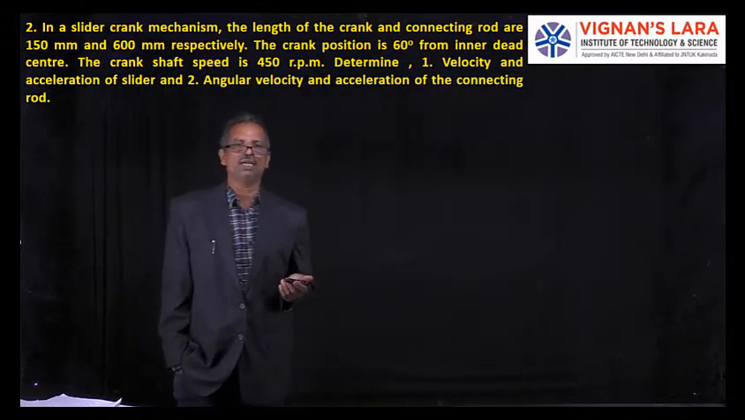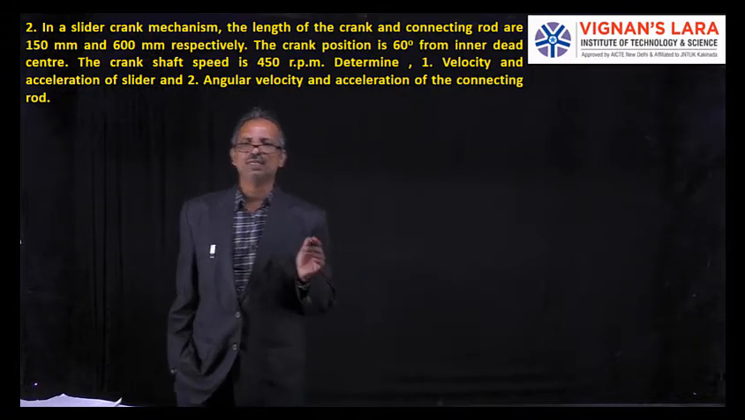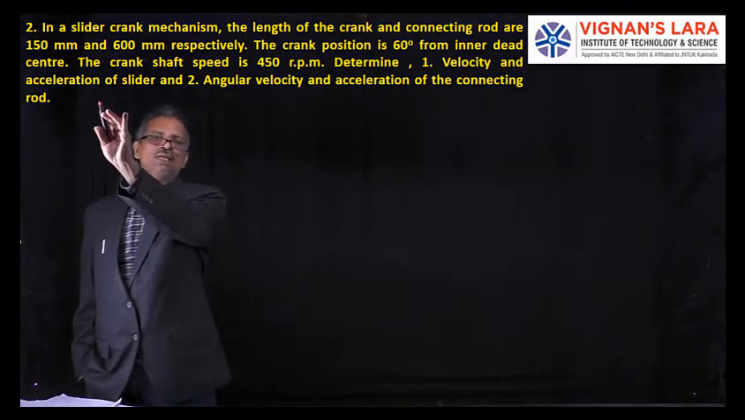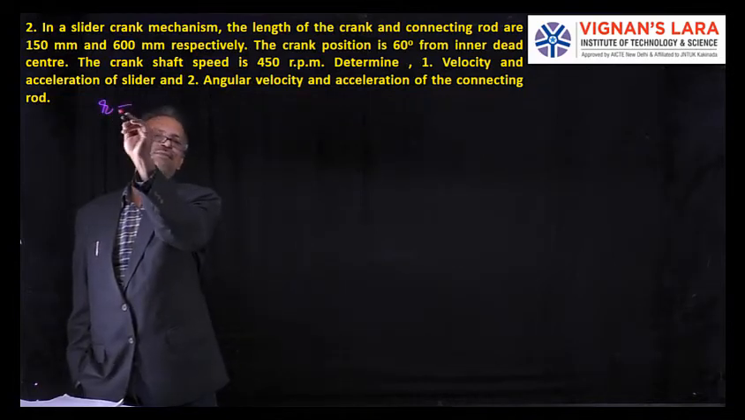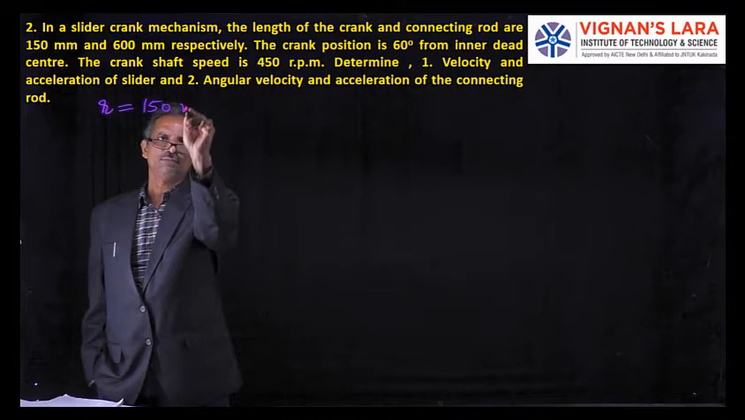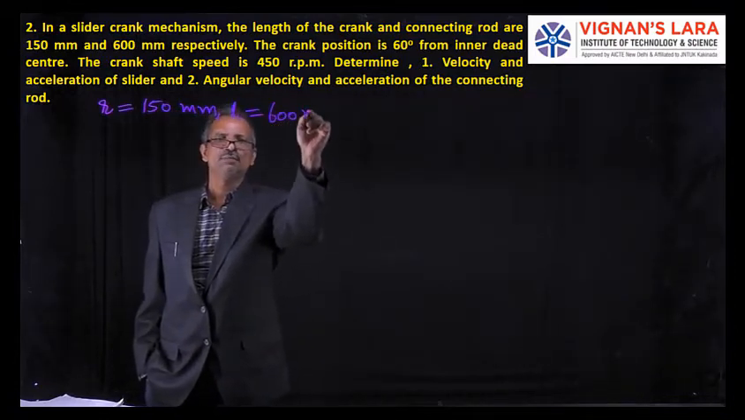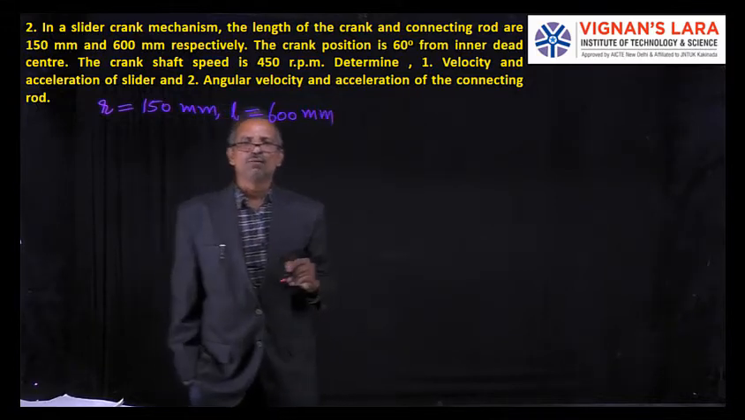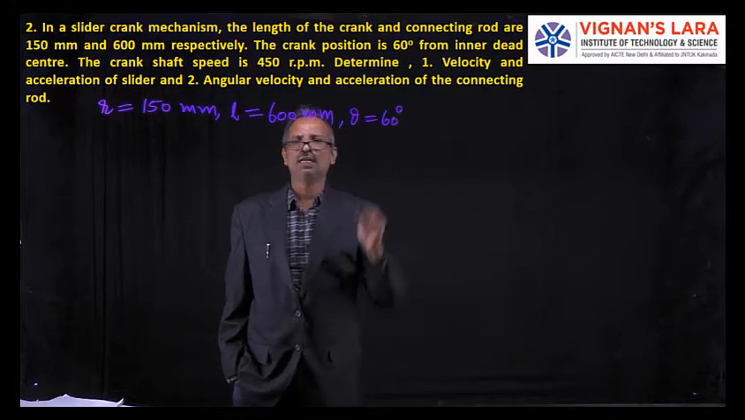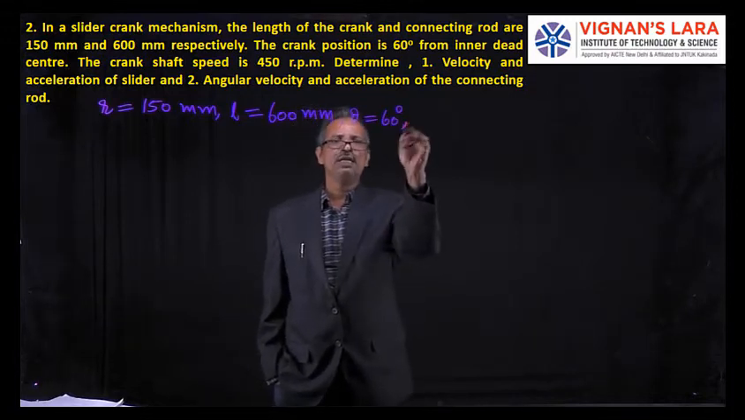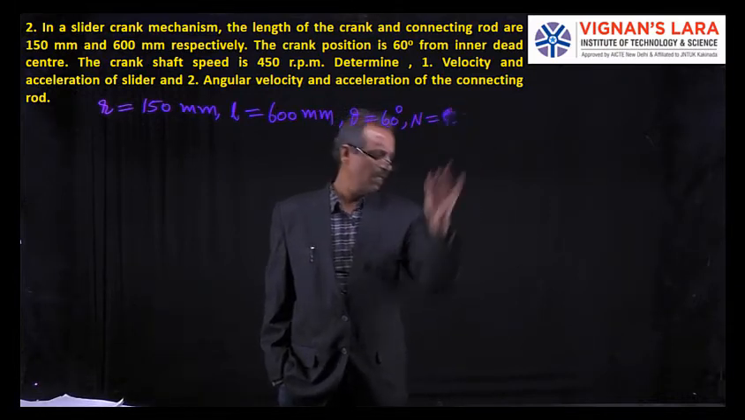What is the data given? Let us see. The crank and connecting rod are 150 and 600 mm. That is, crank R is 150, then connecting rod L is 600 mm. Then the position of the crank theta is 60 degrees from the inner dead center, and the speed is 450 rpm.